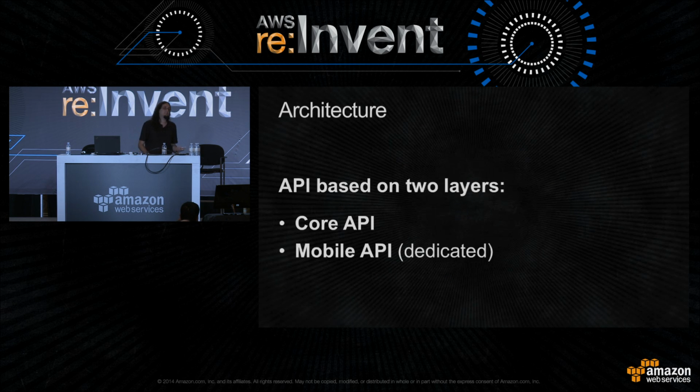So Magazine has two APIs. One is the core API that serves all other platforms, and one is the mobile API that only serves mobile. We chose that because we sensed that we have to be faster on mobile. And there are some business rules that only make sense in the mobile world.